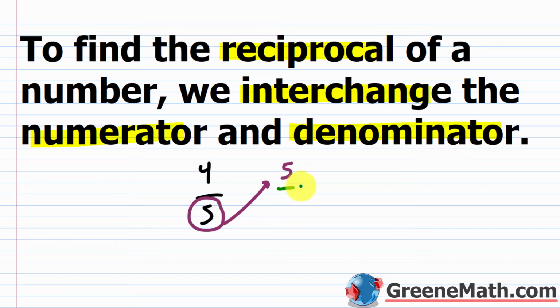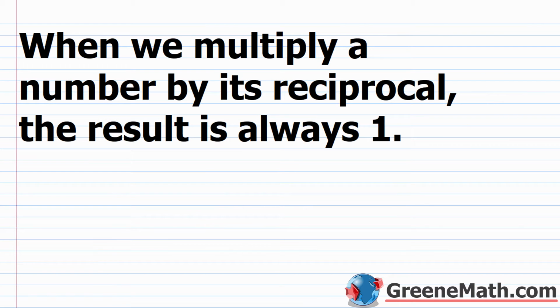And then let me put my fraction bar. I'm just going to take the numerator from the fraction that I'm working with and drag that down into the denominator for the reciprocal. So the numerator becomes the denominator, and the denominator becomes the numerator. That's what I mean by interchange the numerator and denominator. So the reciprocal of 4/5 is going to be 5/4, and you could reverse that and say the reciprocal of 5/4 would be 4/5.